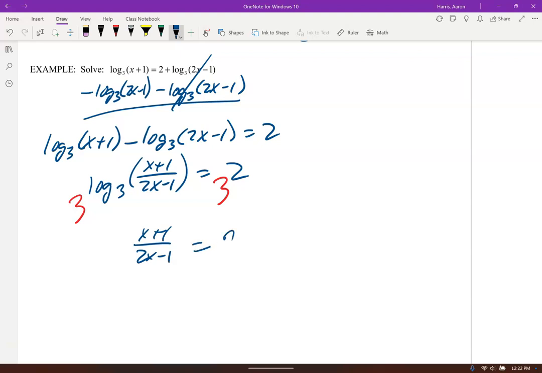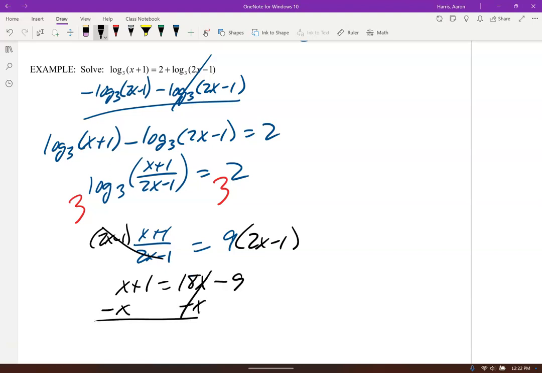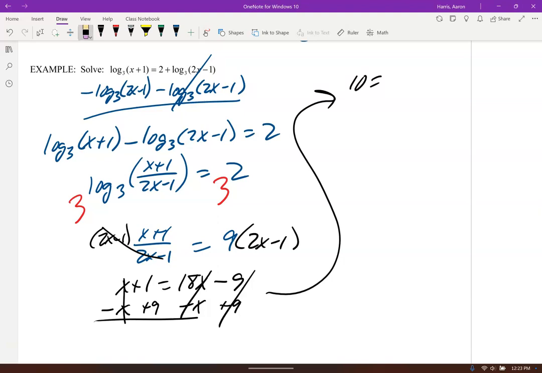They're inverses. 3 squared is 9. I'm going to multiply both sides by 2x - 1. So we got x + 1 = 18x - 9. Solve for x. So I've got 10 equals 17x here. So x equals 10 over 17.